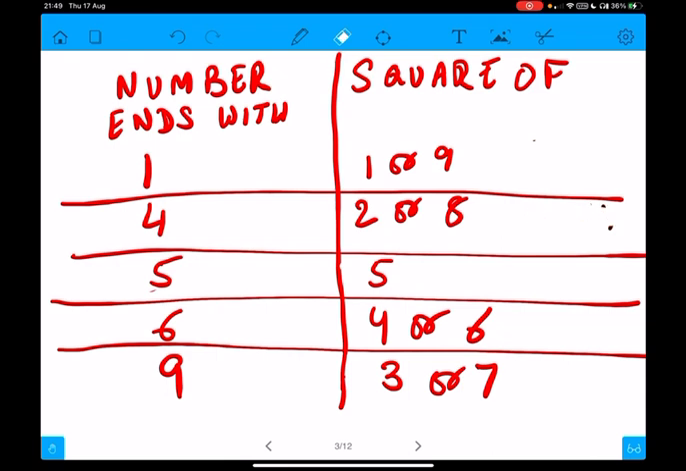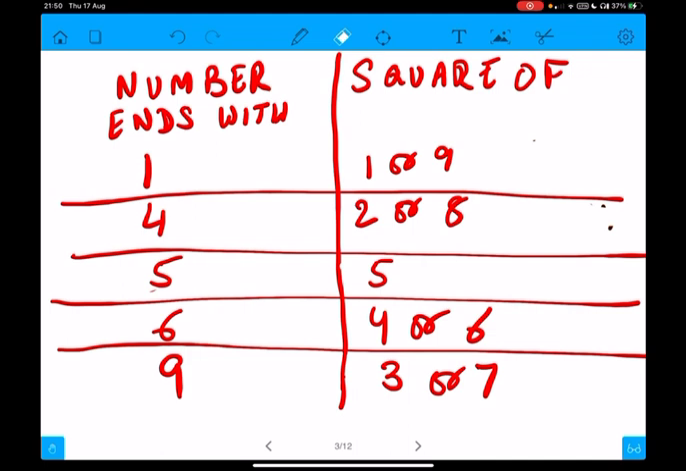If it ends with 5, then it's the square of 5, because 5 squared is always 25. If it ends with 6, it may be the square of 4 or 6. 4 times 4 is 16 and 6 times 6 is 36. If it ends with 9, then it's the square of either 3 or 7. 3 squared is 9, 7 squared is 49.